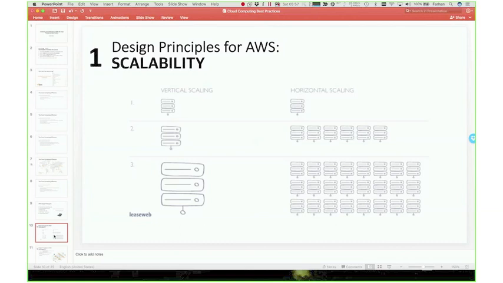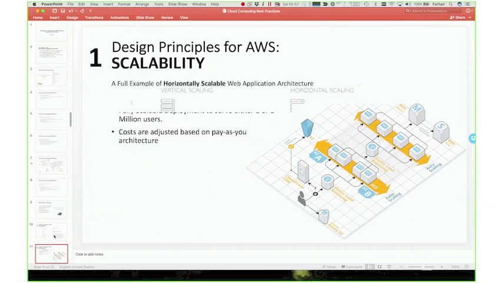This is what Amazon prefers, which is horizontal scaling. But in some specific applications, we cannot do horizontal scaling, for example databases. So we do vertical scaling on that. Now, this is an example of how you do horizontal scaling.